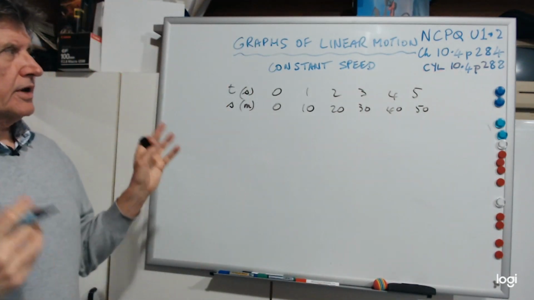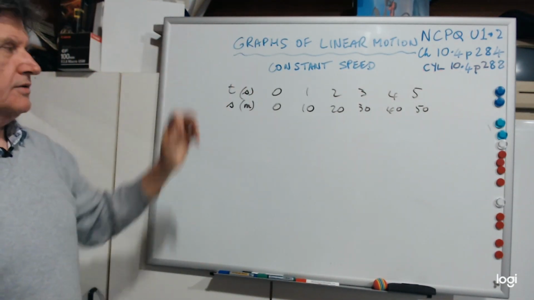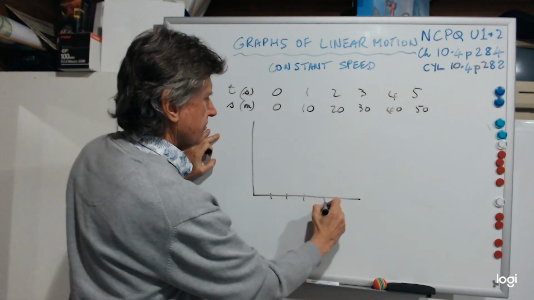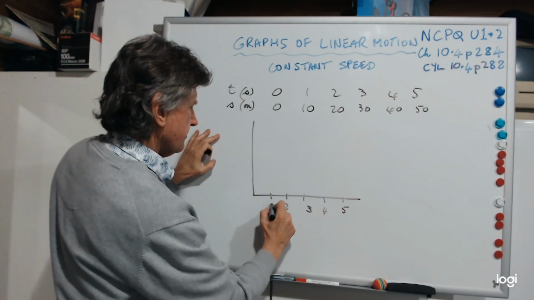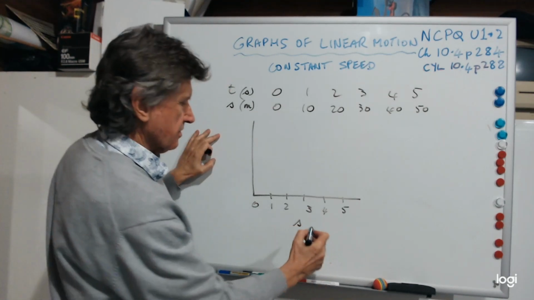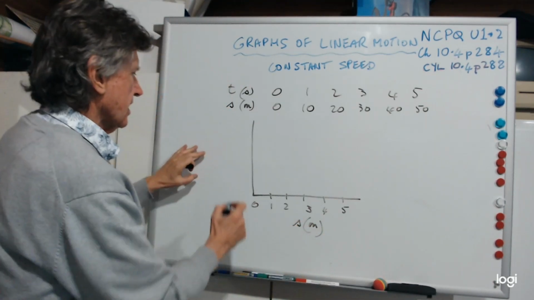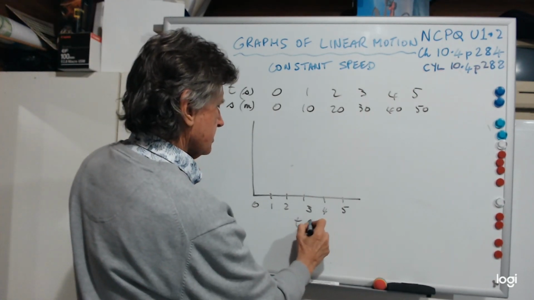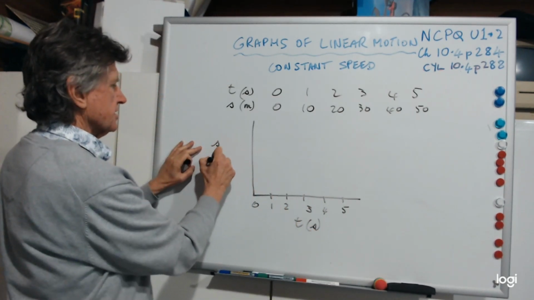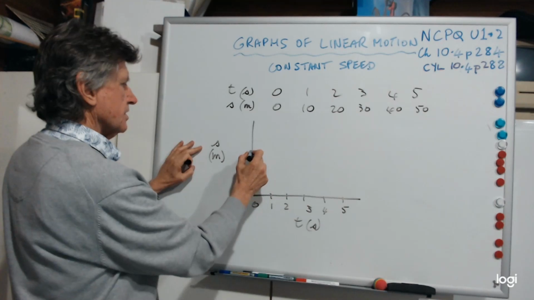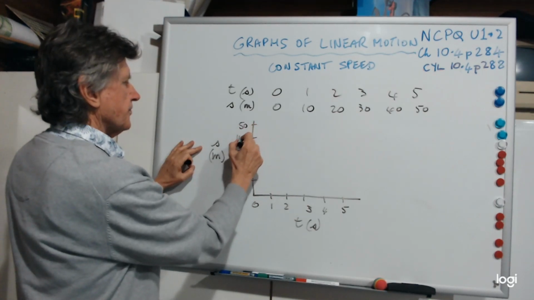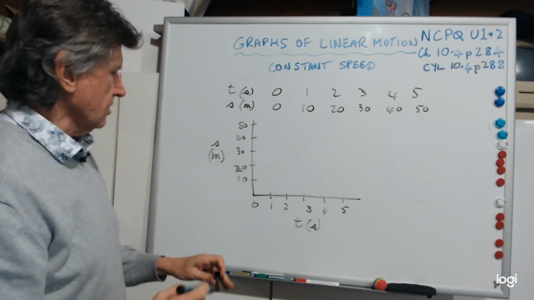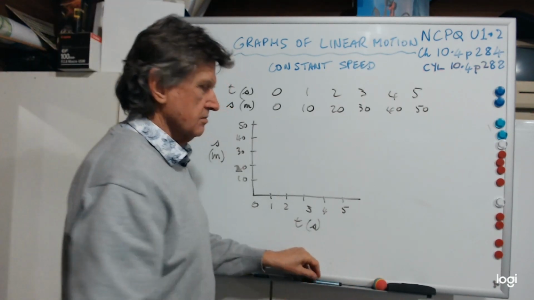Okay, now we're going to draw a graph of that and then have a look at the characteristics of the graph. So here's my graph. Now I'm going to do 1, 2, 3, 4, 5 and a 0. This is time in seconds, and this is going to be my displacement in meters here. And I'm going to do 10, 20, 30, 40, 50. Now this is pretty rough. In the textbook, I've done this nice and neatly so it's easier to see.